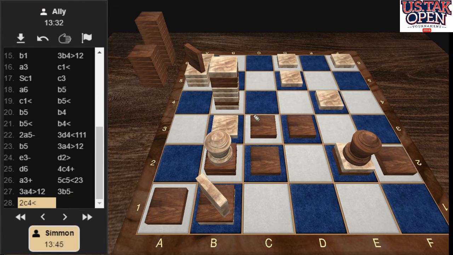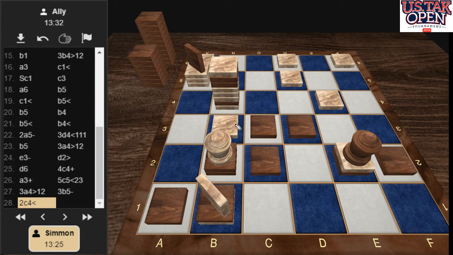Oh, he opts for the C4 stack. C4 left. So now this way, 1, 2, 3, 4. Oh, my aim's bad. 5, 6. So he wouldn't want to do that. He could only lift 5.